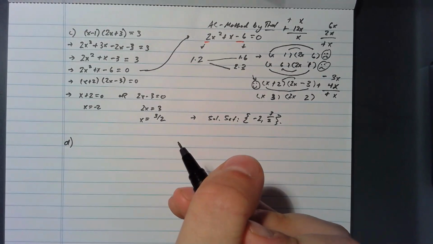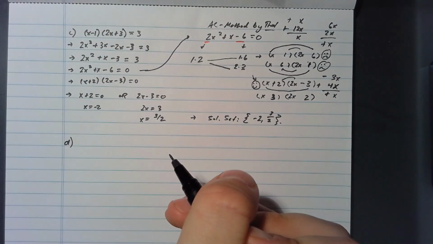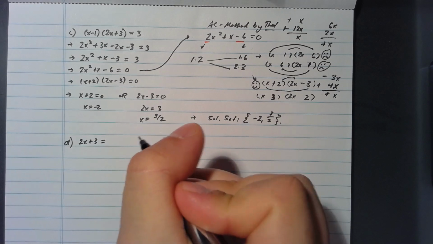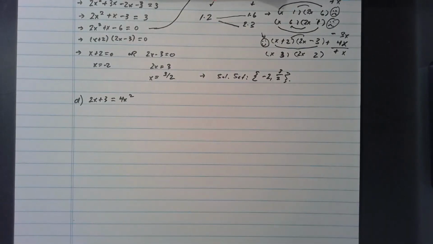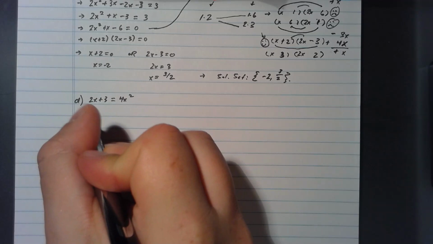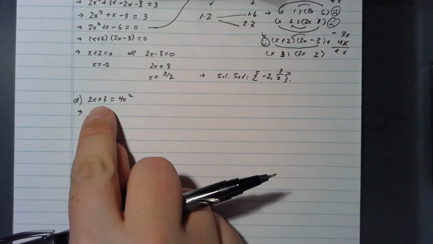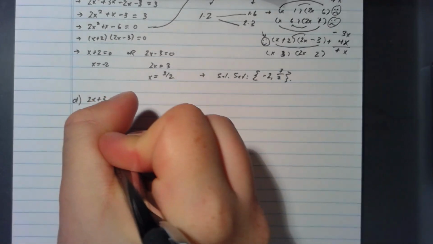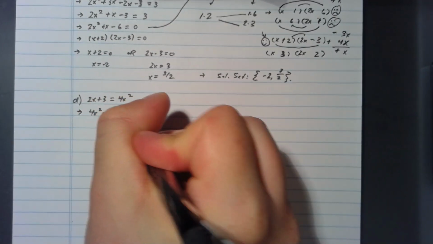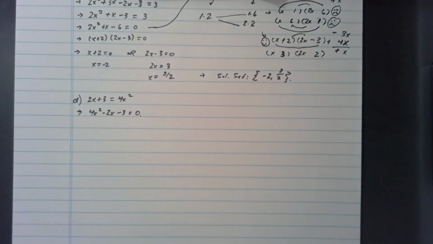Letter D, 2x plus 3 equals 4x squared. All right, the highest power I see is a squared, so I know this is quadratic. Let me put it in standard form. Let me bring these guys over here. So I'm going to have 4x squared minus 2x minus 3 equals 0.